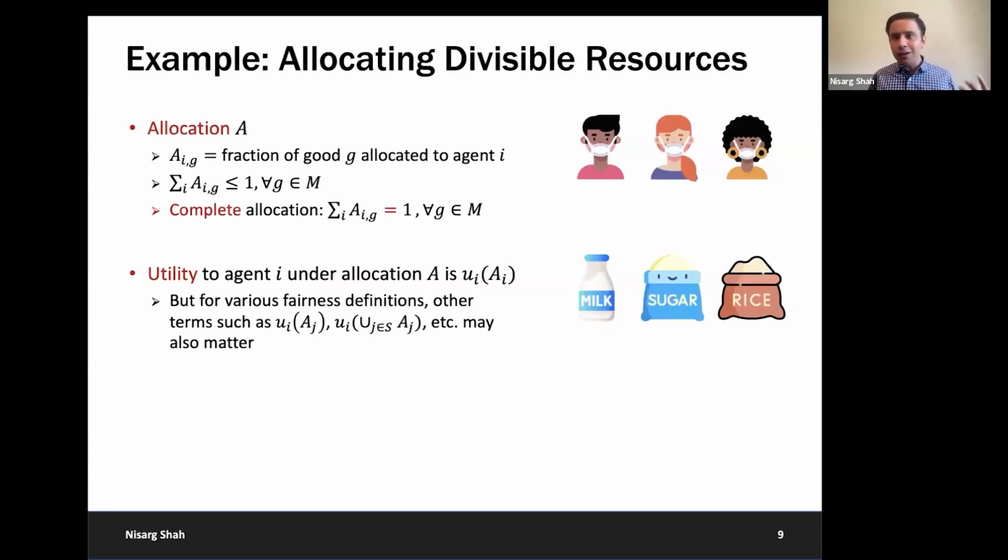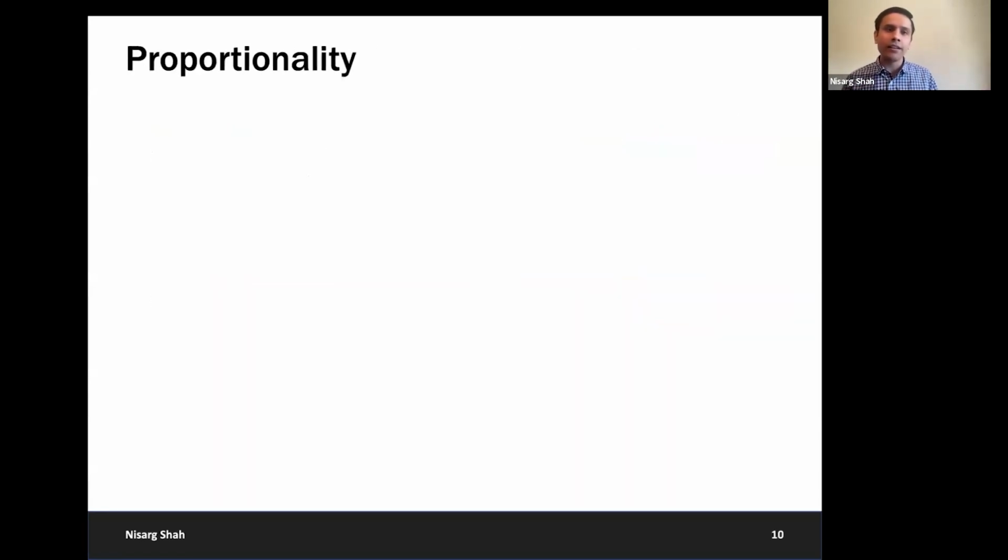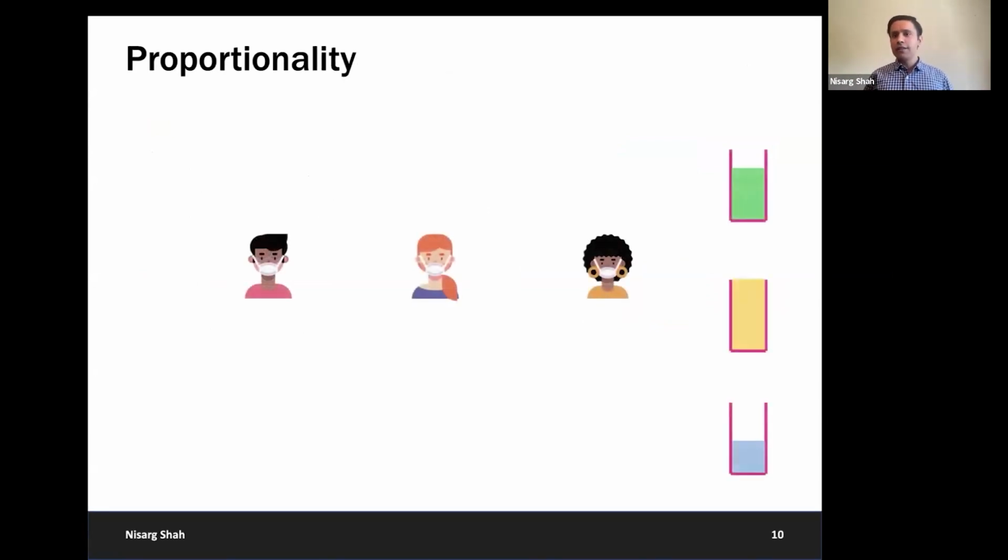All right, so clearly we want to compute an allocation that's fair. What's fair? So let's look at some of the fairness definitions in this setting. The simplest definition, which was also defined the earliest, dating back to the 1950s, is proportionality, which says the following.